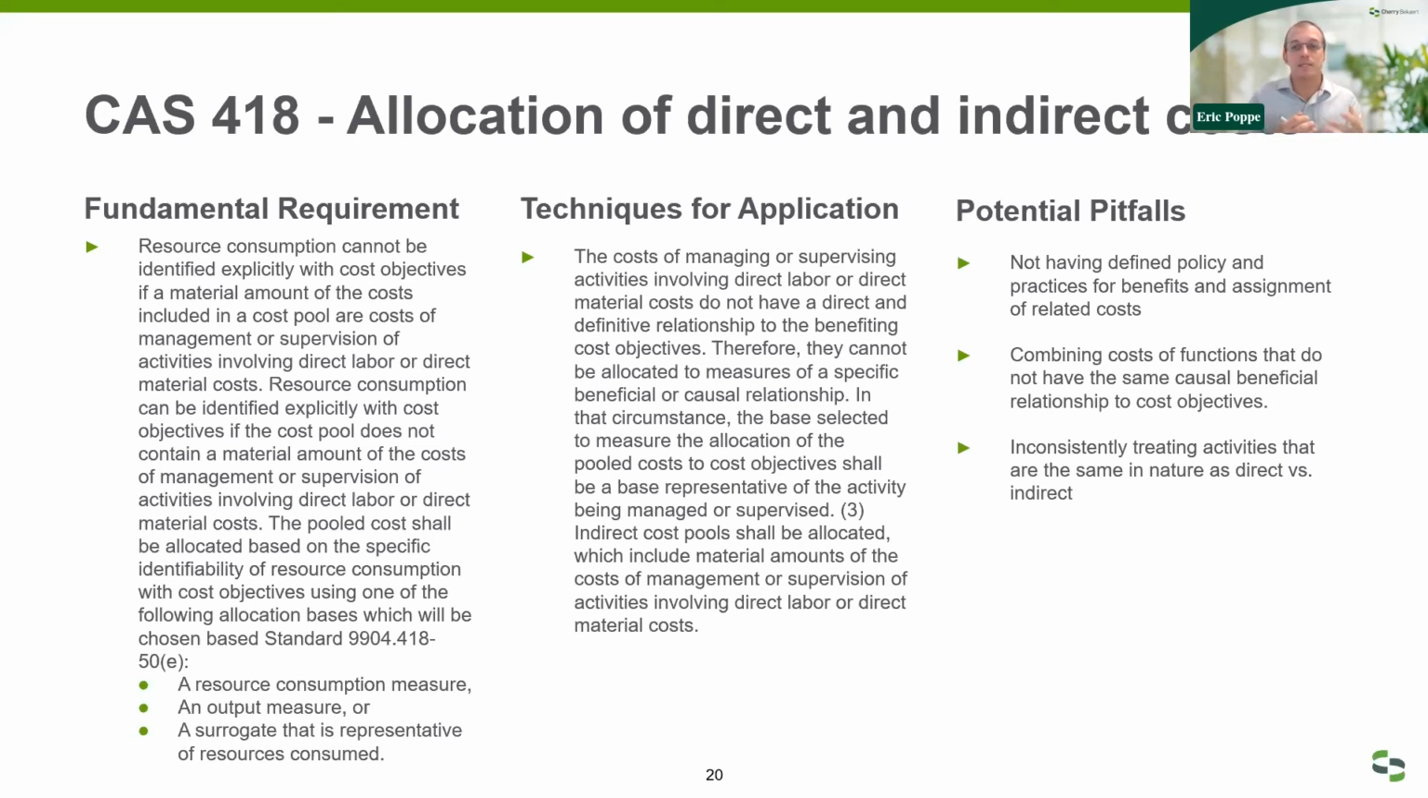And then inconsistent treatment of activities that are the same in nature for direct versus indirect. So this goes back to CAS 402, where we have travel costs, just as an example, that we're charging directly to the contract. But in this situation, it occurred in the exact same manner for the exact same type of trip, just for a different contract, but now we're treating it indirect. So inconsistently. I would even say that sometimes 418 gets bucketed with 402 a lot as well when you have issues.